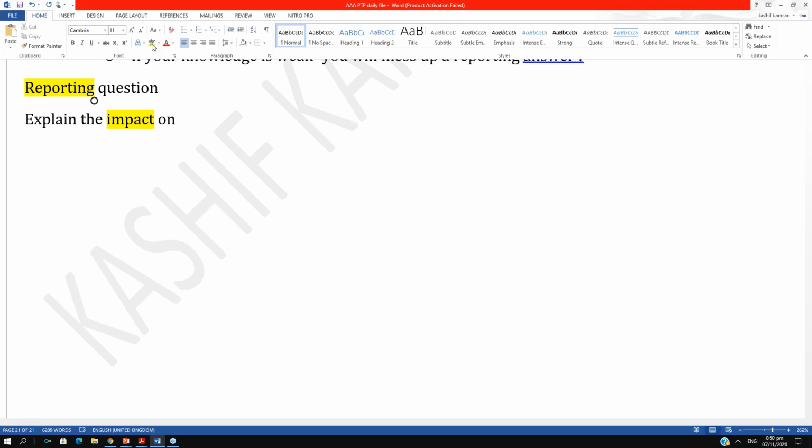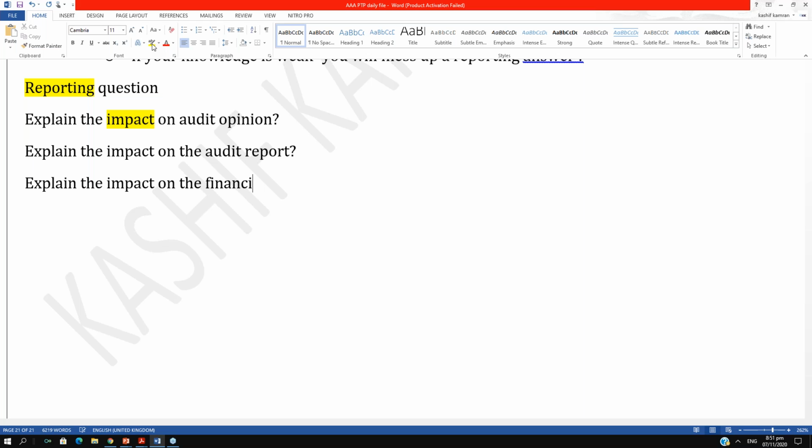But the examiner is saying you should know the difference. In certain past papers, the examiner has asked for explain the impact on audit opinion. In certain past papers, the examiner has asked for explain the impact on the audit report. And in certain past papers, the examiner has asked for explain the impact on the financial statements. They are not the same. They're all three different things.